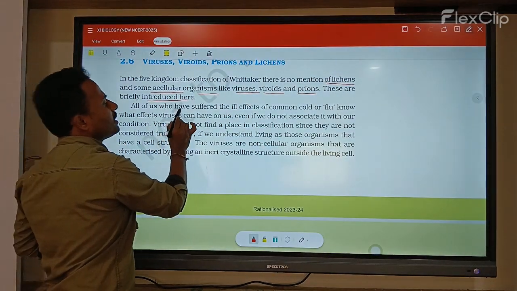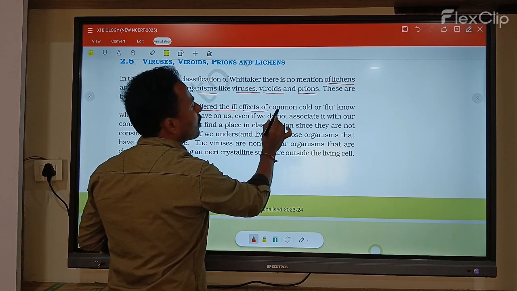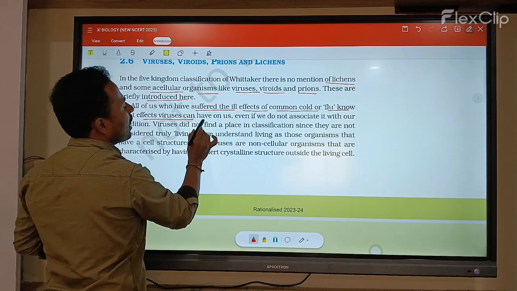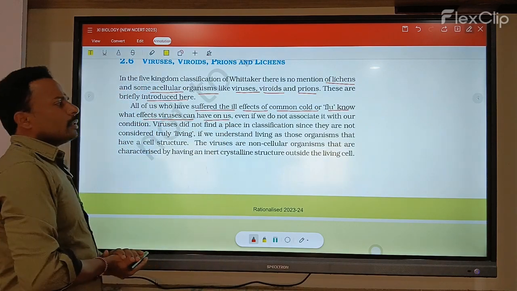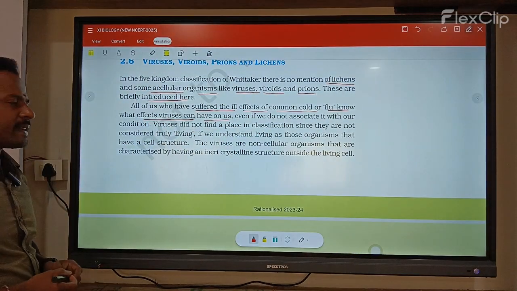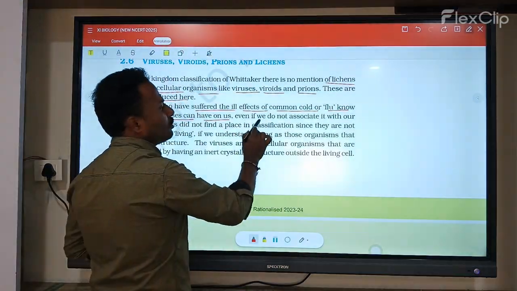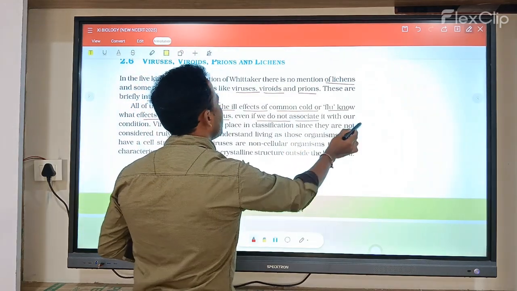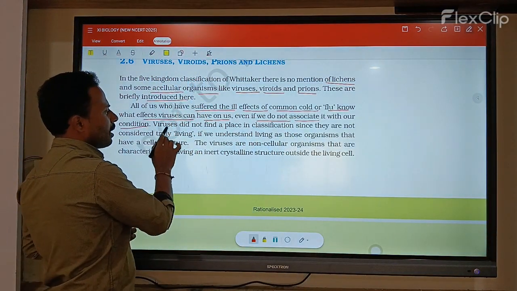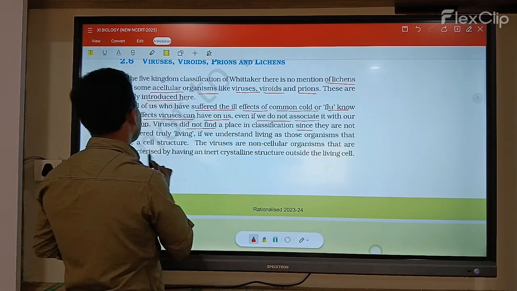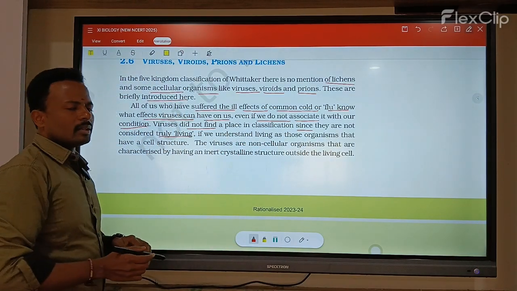Now, all of these have harmful effects on life. The common cold and flu are known effects of viruses. Most of these diseases, the common cold, flu and everything, are caused by viruses. And even if you do not associate them with these conditions, viruses do not find a place in the classification since they are not considered truly living.